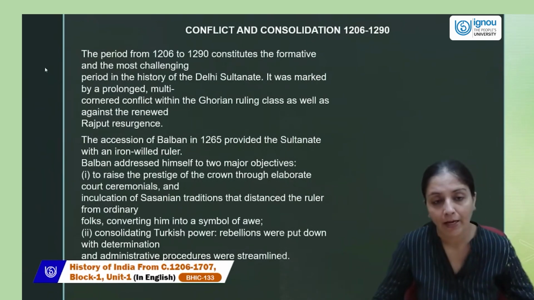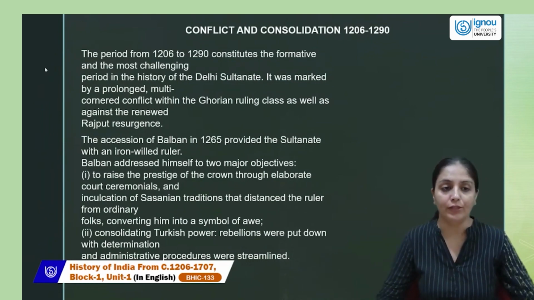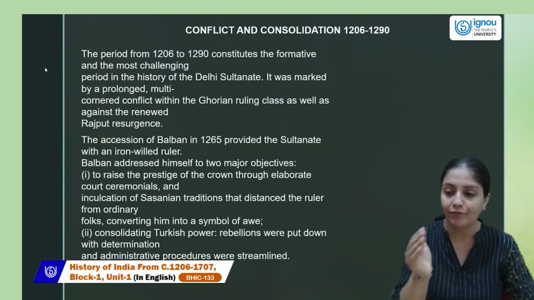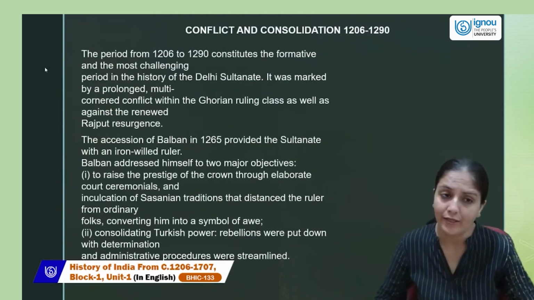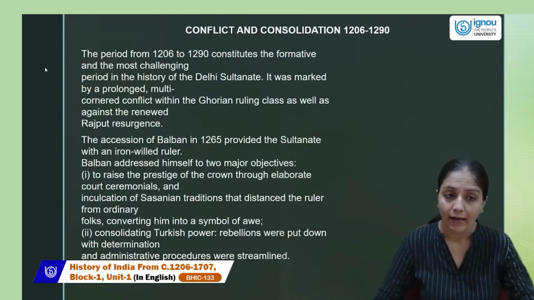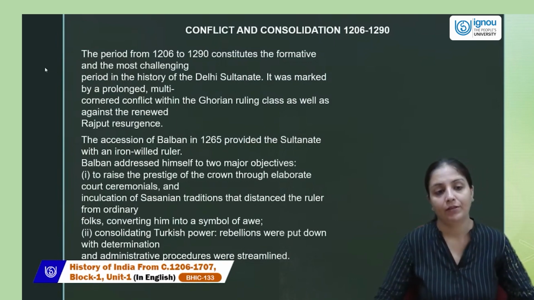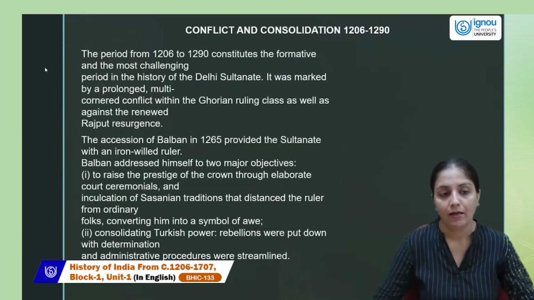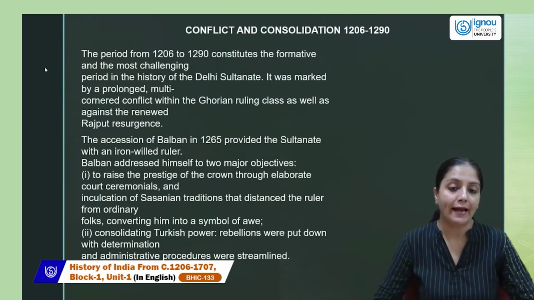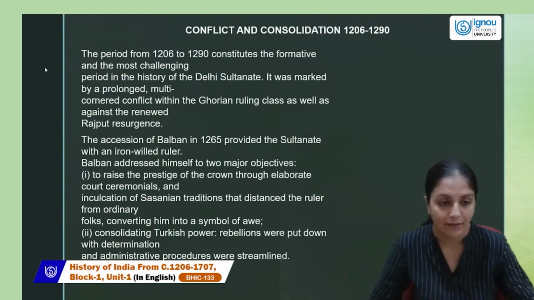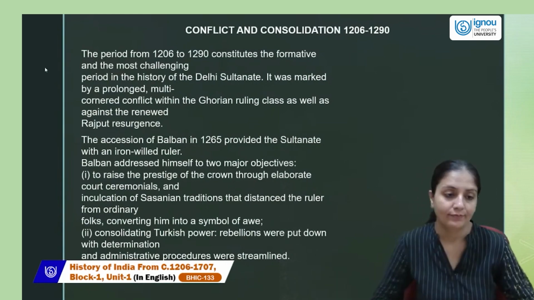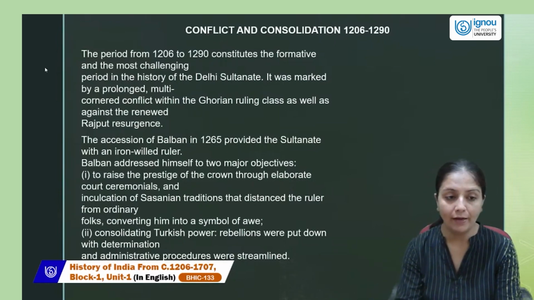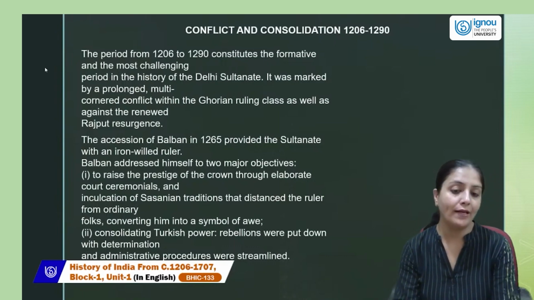The accession of Balban in 1265 provided the Sultanate with an iron-willed ruler. This is known as an iron-willed ruler. He was a very strict ruler at that time. Balban addressed himself to two major objectives. First is to raise the prestige of the crown through elaborate court ceremonials, with inculcation of Sasanian traditions that distanced the ruler from ordinary folks, converting him into a symbol of awe. And next is consolidating Turkish power. Rebellions were put down with determination and administrative procedures were streamlined.